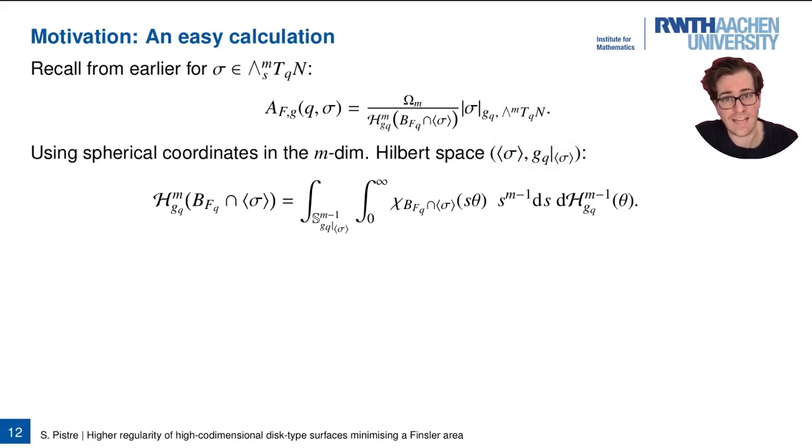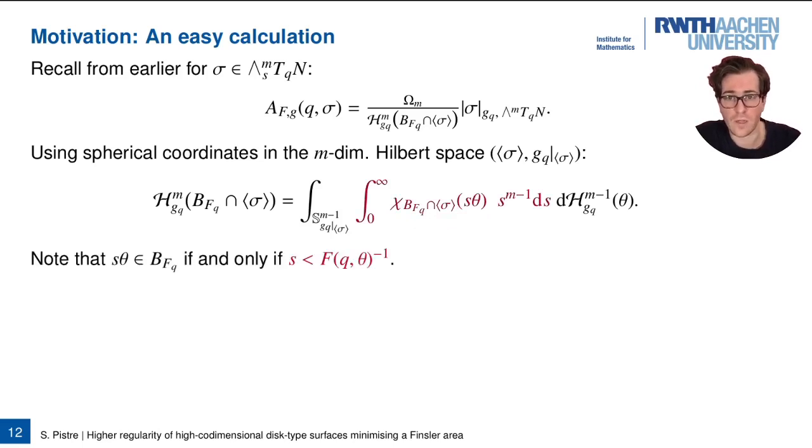So now we have an m-dimensional plane in the tangent space TQN, and we have a scalar product, which is just the restriction. Okay, so in this plane, we're going to use spherical coordinates, and then we can write this measure as this integral over the sphere times the integral over the radius of the characteristic function.